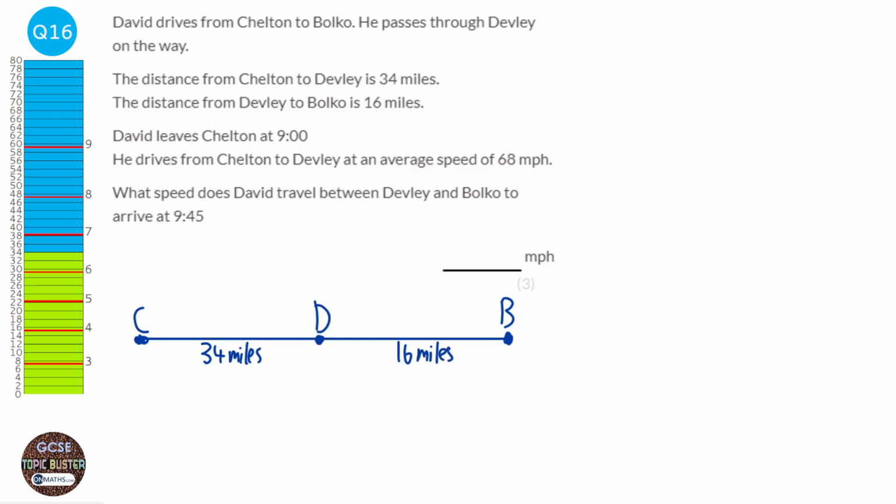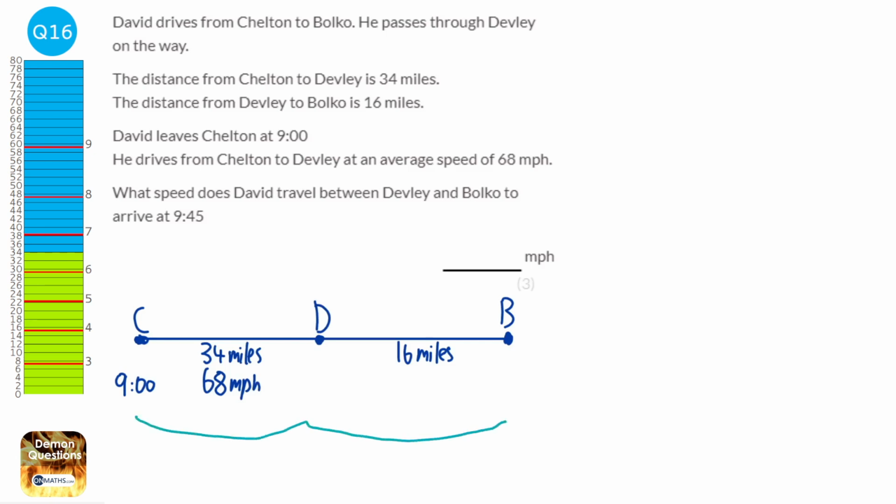David leaves Chelton at 9 o'clock. He drives from Chelton to Devley at an average speed of 68 miles per hour. And what speed does David travel between Devley and Bolko to arrive at 9:45? So the whole duration of this needs to be 45 minutes, or 0.75 hours, and the entire distance is 34 plus 16, so that would be 50 miles.